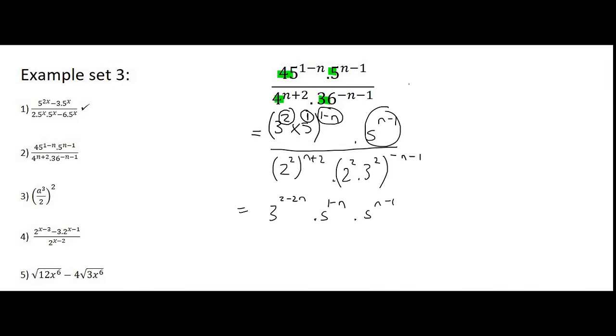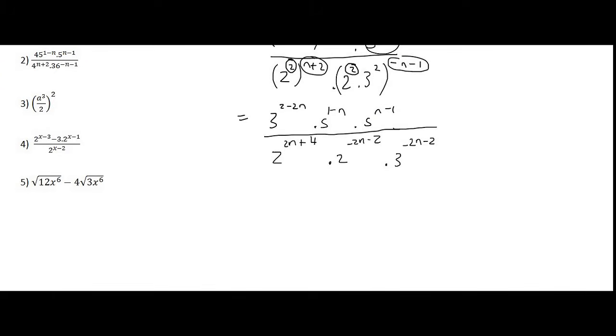Nothing changes there. Now we're moving to the bottom, where we need to multiply this 2 with this n plus 2. So that's going to give us 2 to the power of 2n plus 4. And now we need to look at this 2 and this minus n minus 1, which is going to give us 2 to the power of minus 2n minus 2. And then the 3 will be 3 to the power of minus 2n minus 2.